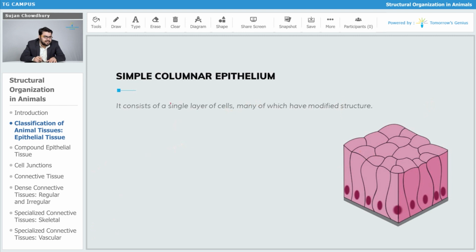It consists of a single layer of cells. Definitely, that's why it's a simple epithelium, and many of which have modified structure. So the columnar epithelium has got many modifications.